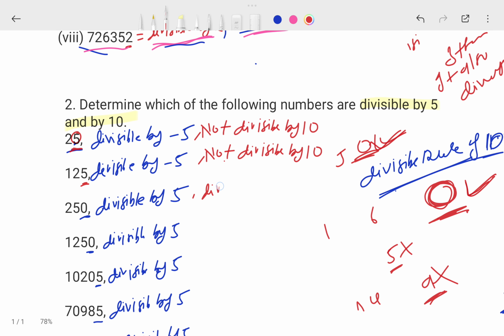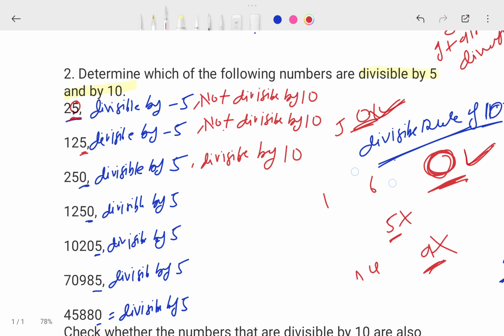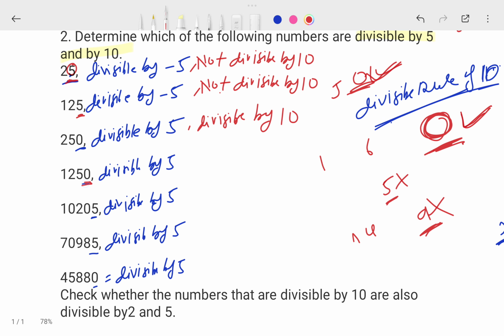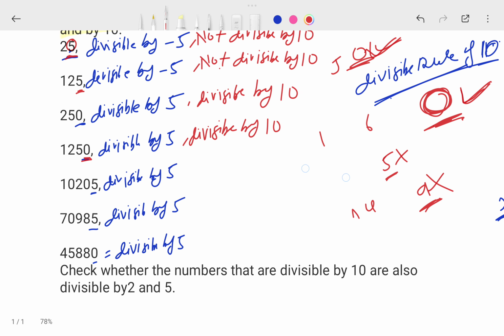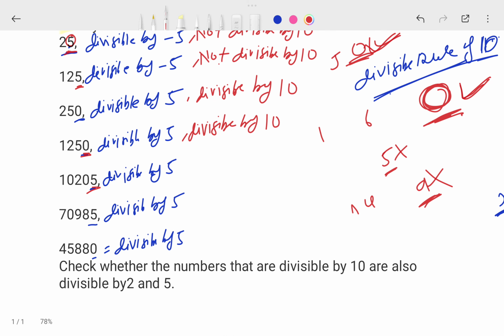This is divisible by 10. Why? Because the last digit is 0. Here the last digit is 0, so it's also divisible by 10. Here the last digit is 5, so it is not possible to divide by 10. So this is not divisible by 10.